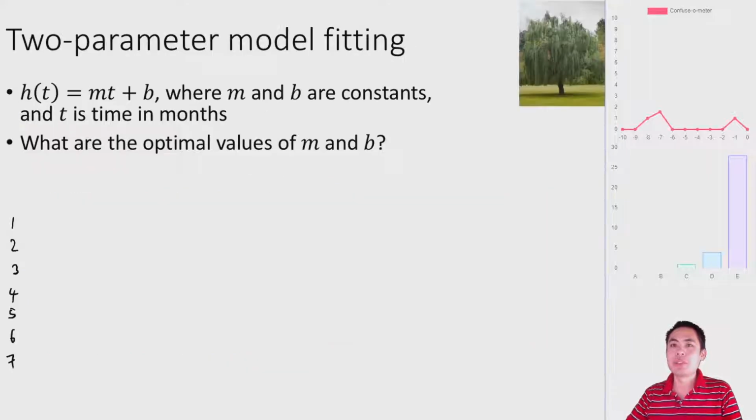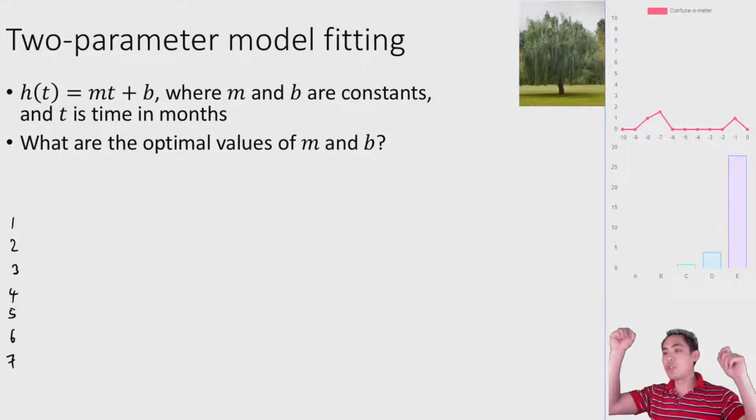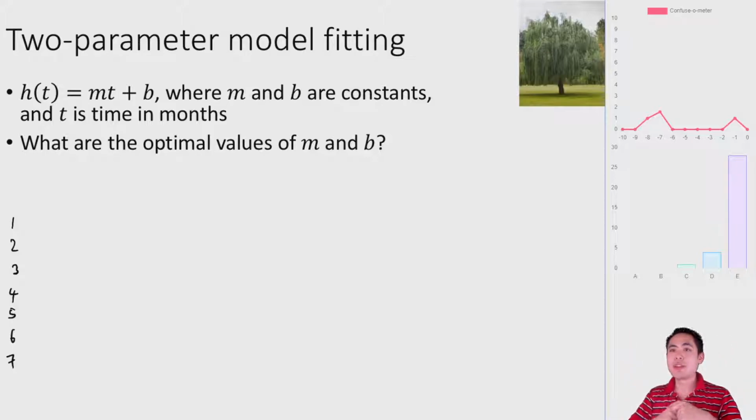So let's go back to the willow tree. If we have a two parameter model, then maybe we want a linear model. And in a linear model, in order to define a line, you need two parameters. You need a y-intercept and you need a slope. Or you need 2 points, but then you need two parameters in order to define a line. And so the question is, what is the optimal value for both m and b that minimizes the error?